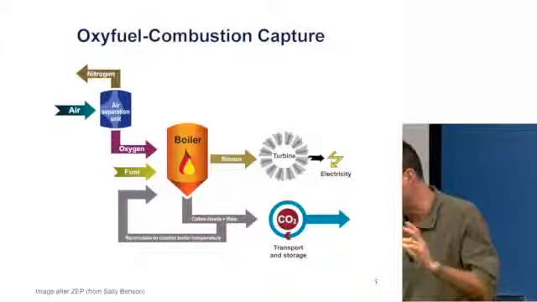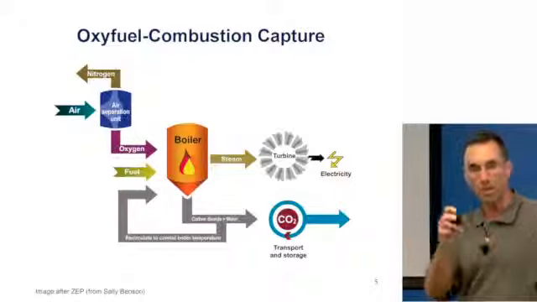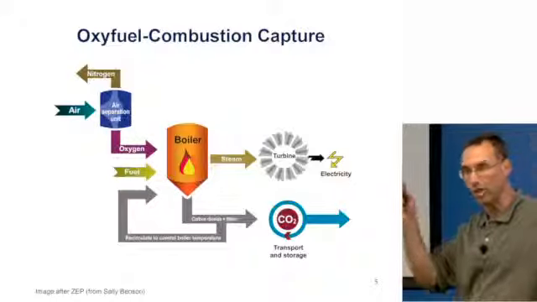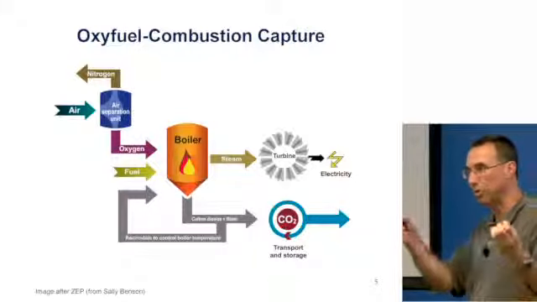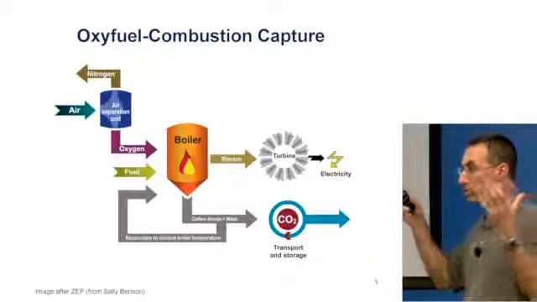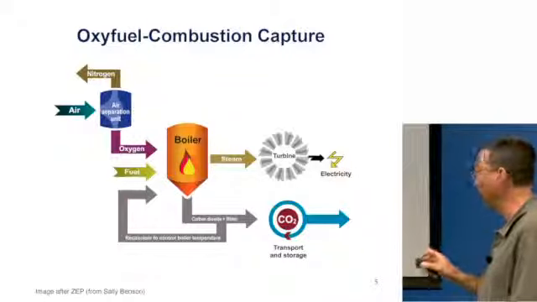Another approach, which I won't talk about at all, but it's a common question, is, well, why not separate the air to begin with? Since we've just got this nitrogen going along for the ride and then we have to separate the CO2 from the nitrogen, why not just burn the, say, carbon in the coal and oxygen? That's another approach. It's called oxy-fuel combustion.